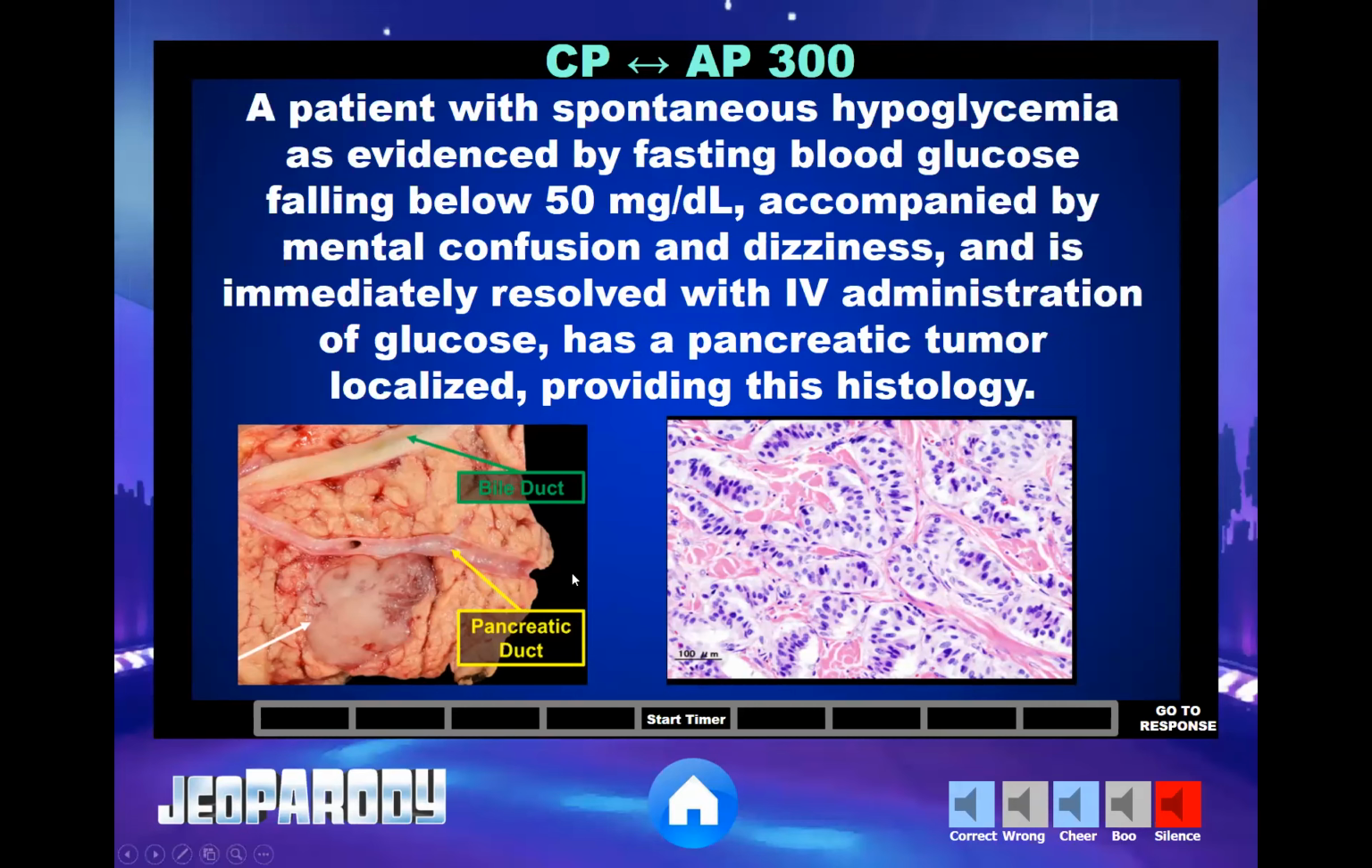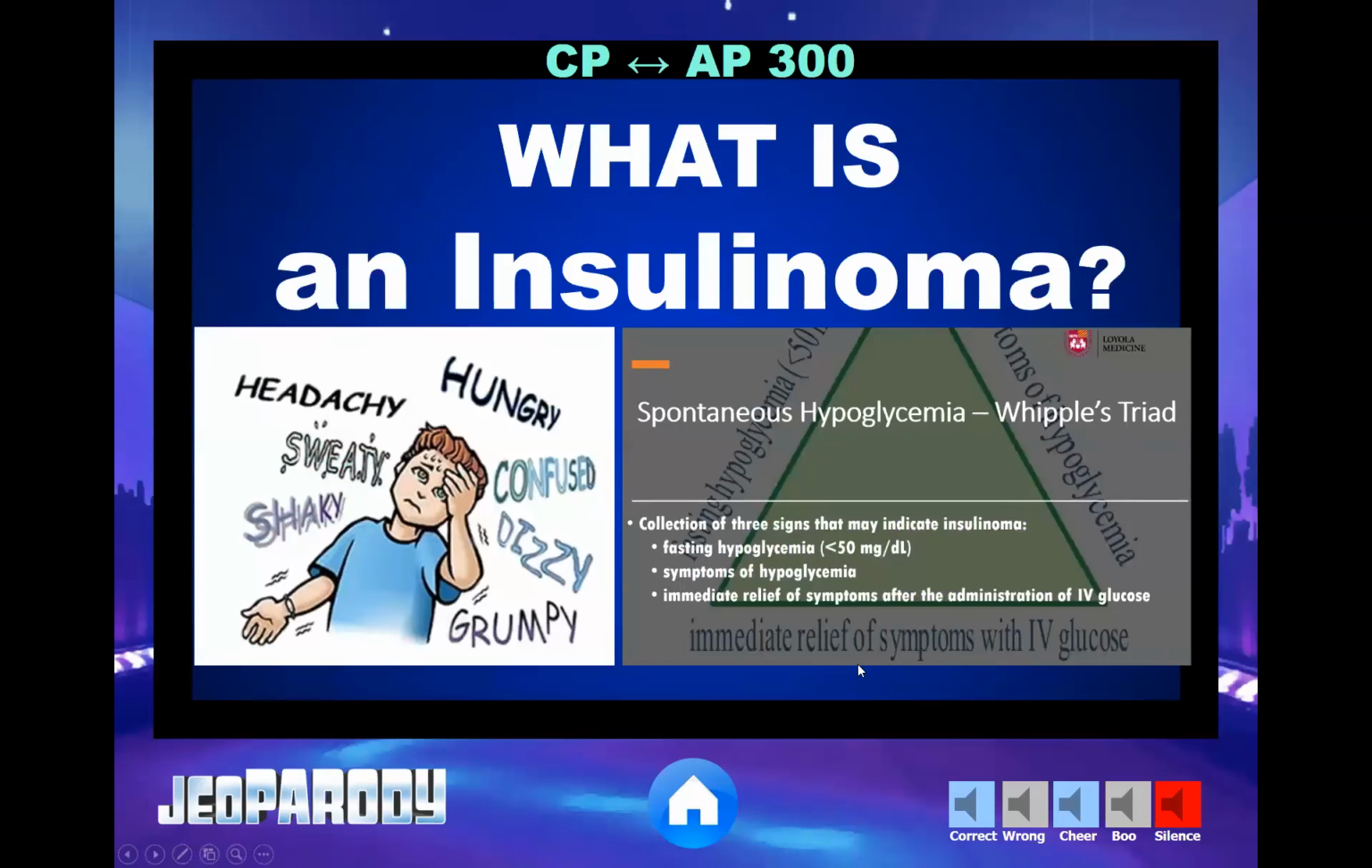Yeah, Tiara, very good. So this is an insulinoma. So sheets of trabeculae, some epithelioid spindle cells, although not shown here, these would stain strongly with insulin and proinsulin, but not for glucagon and somatostatin. So more than 99% of insulinomas are going to originate in the pancreas. Remember Whipple's triad. So this is a classic case of Whipple's triad.